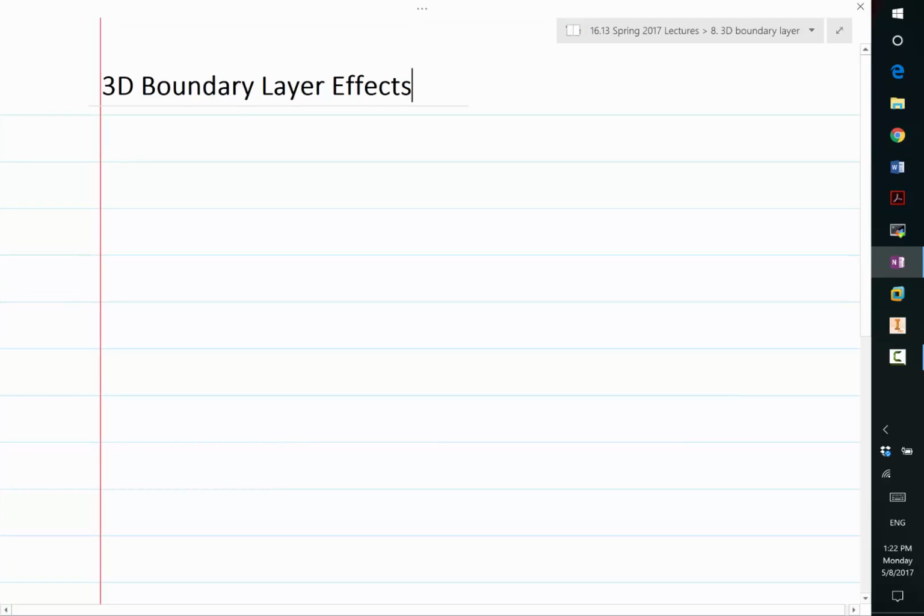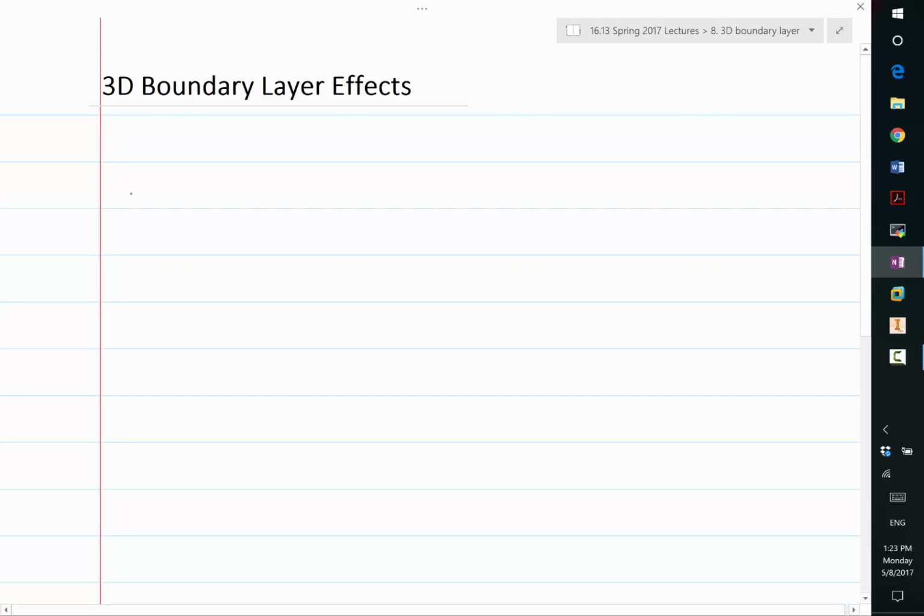So these are the equations, but what do these equations describe? What effect do you expect to see out of these equations that is different from a two-dimensional boundary layer? Okay. So first of all, if there is no pressure gradient, the first effect is, I would say, lateral pressure gradient.